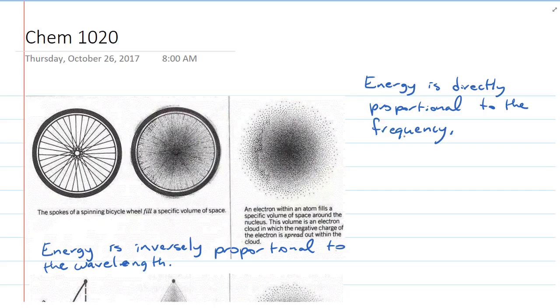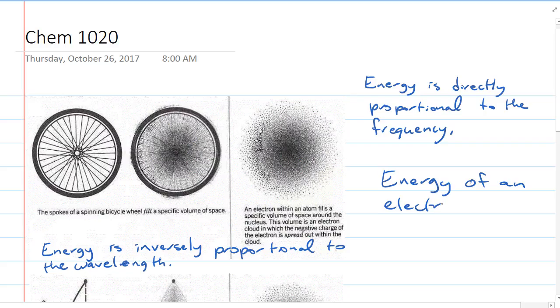So, it turns out that the energy of the electron depends on two different things. So we would say, first of all, the energy of an electron depends on the size of the orbital.